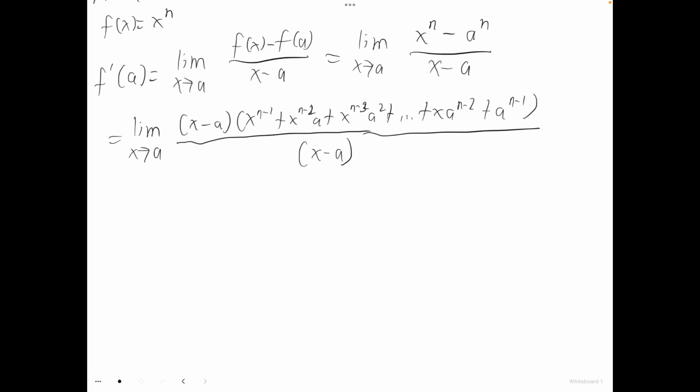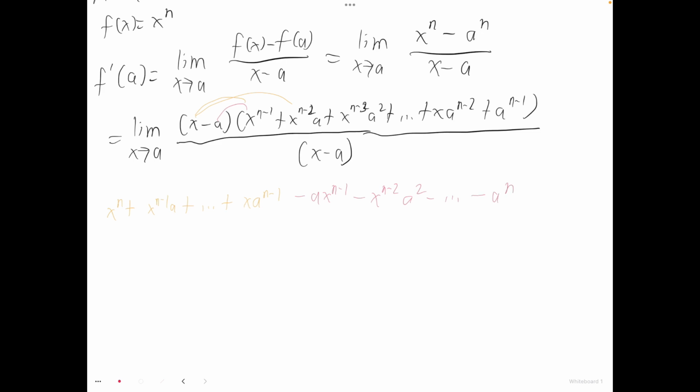Now a good way of seeing why this is how the numerator factors is if you think of distributing the x across the top, you'd have x to the n plus x to the n minus 1 a plus so on up to x a to the n minus 1. That's from distributing the x to everything. And then if we distribute the a to everything, we're going to get negative a x to the n minus 1, negative x to the n minus 2 a squared, and so on to negative a to the n.